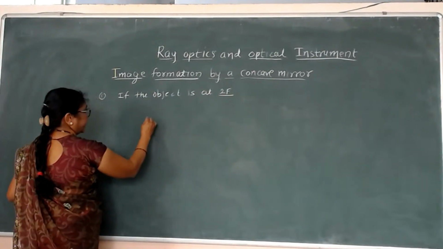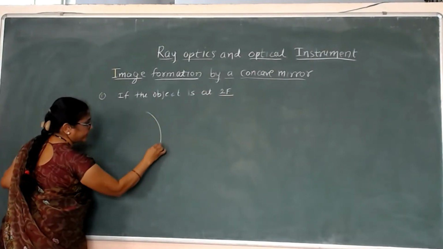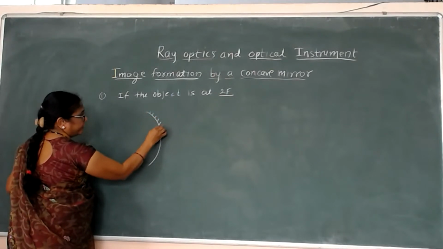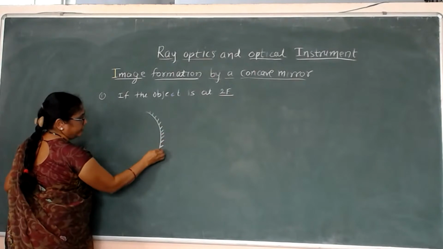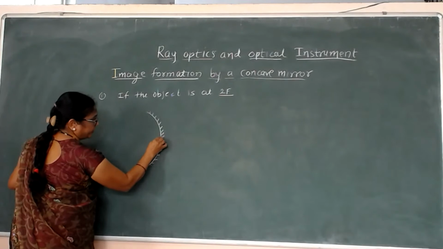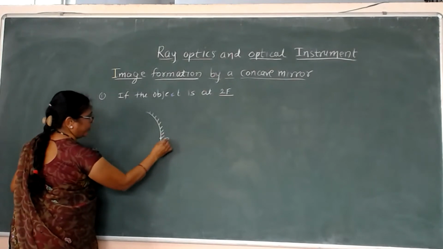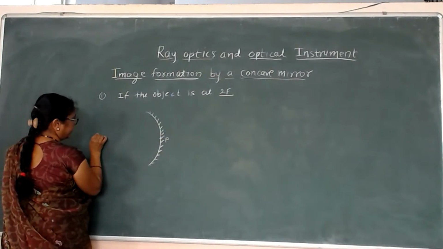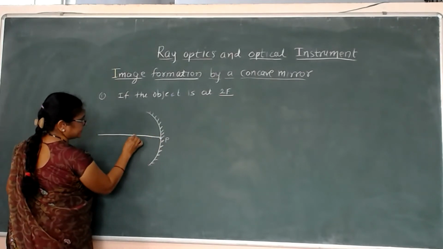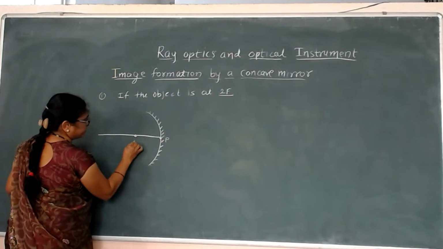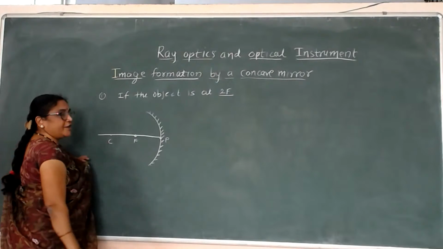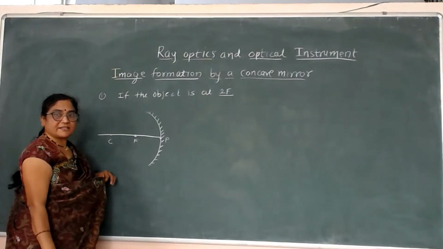So now draw the ray diagram. For the ray diagram we use the concave mirror. A concave mirror is one where the reflecting surface is towards the rarer medium, towards the air. Suppose the midpoint of the concave mirror is known as the pole. Draw a straight line passing through the principal focus and the center of curvature. This straight line is known as the principal axis.